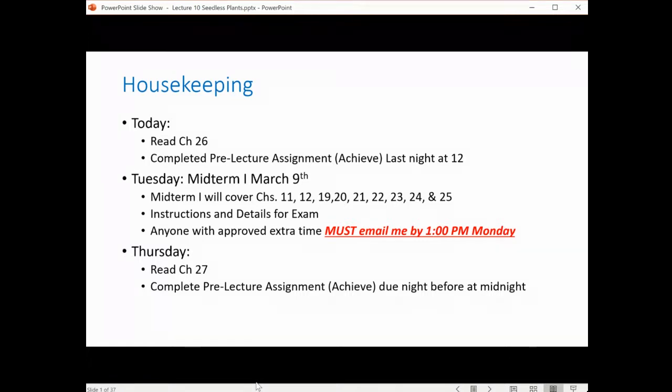So you're taking it on Achieve, right? The exam is on Achieve. It's all multiple choice. You have 75 minutes, things like that. I will also include the time that it opens and the time that it closes. You don't all have to start it at the exact same moment. But you will have a countdown timer that gives you the time, and that's it.